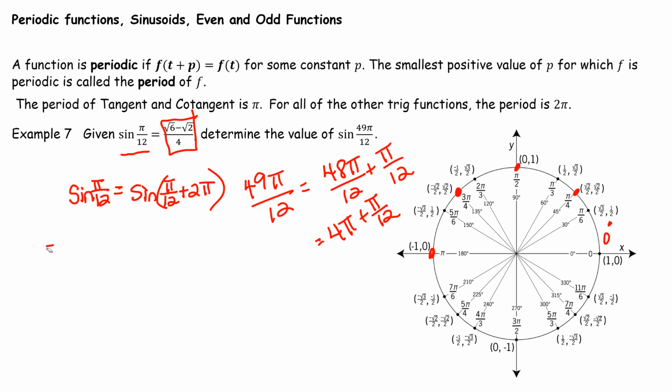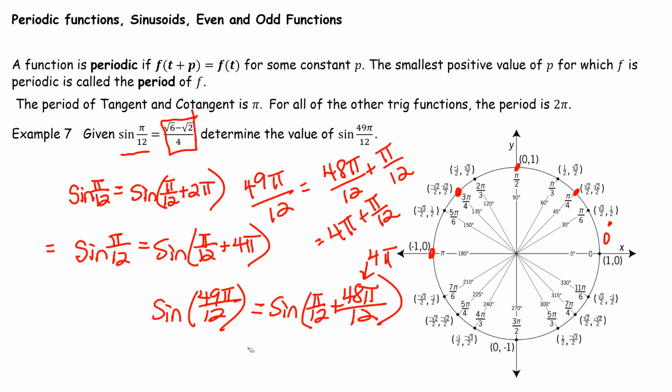And 2 pi later, it will have that value again. So sine pi over 12 is also equal to sine of pi over 12 plus 4 pi, and sine of pi over 12 plus 6 pi and plus 8 pi, because every 2 pi, the value repeats. So the sine of pi over 12 plus 4 pi is the same thing as sine pi over 12. It's square root of 6 minus square root of 2 over 4.